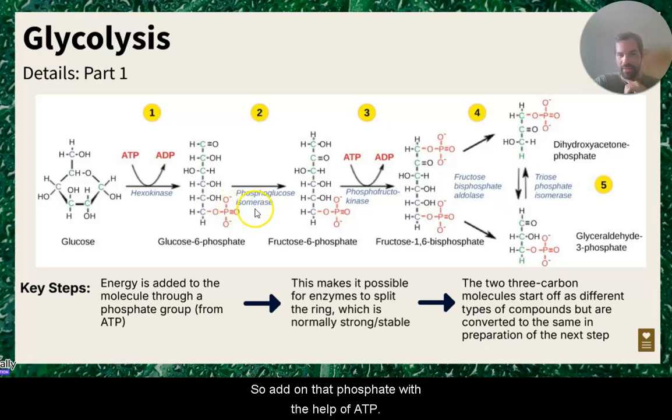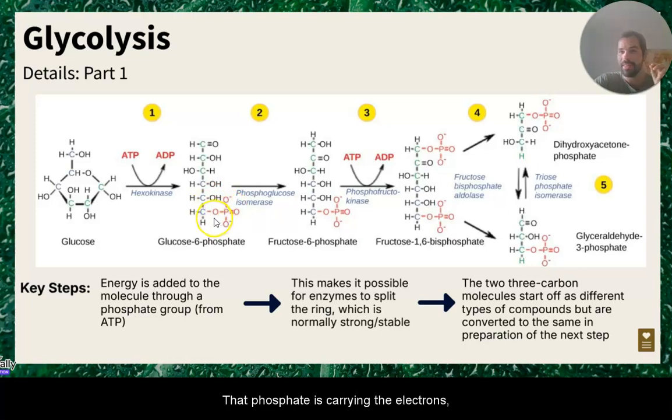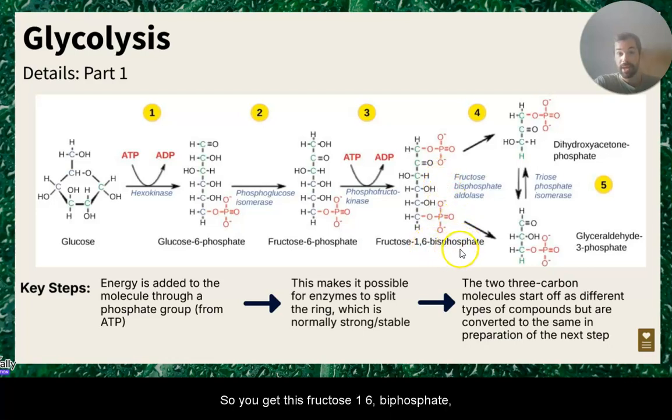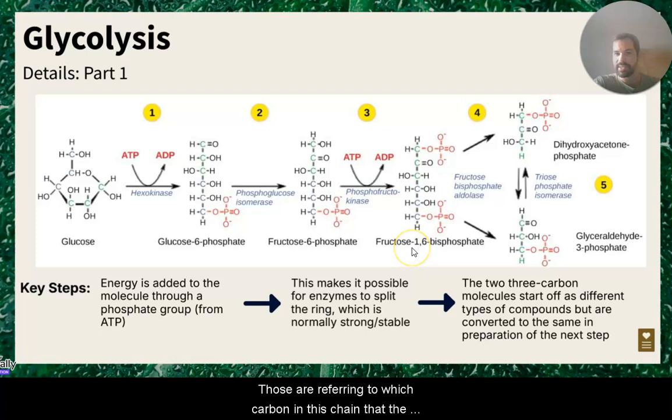So add on that phosphate with the help of ATP. That phosphate is carrying the electrons. It's carrying the energy away from the ATP, and the electrons that come with that phosphate are providing the energy to this glucose 6-phosphate molecule, which is converted to this fructose 6-phosphate, which then, in a similar process, has another phosphate added on, so you get this fructose 1,6-bisphosphate. The 6 and the 1,6 refer to which carbon in this chain the phosphate is attached to. So this is saying there are 2 phosphates attached to those 2 places.